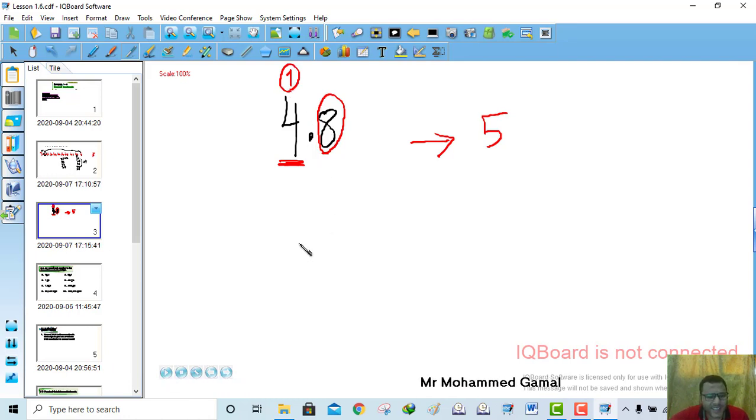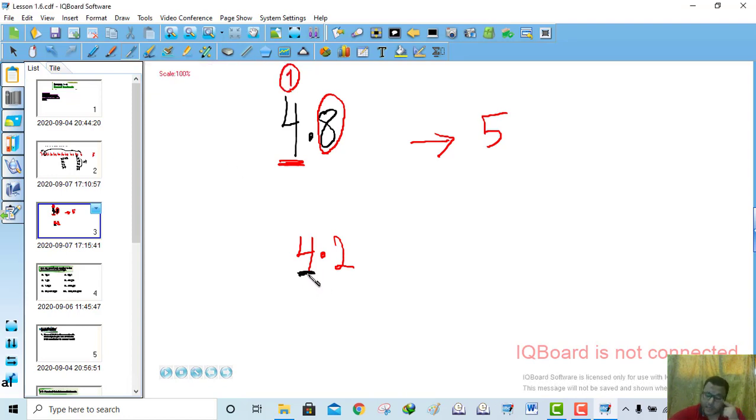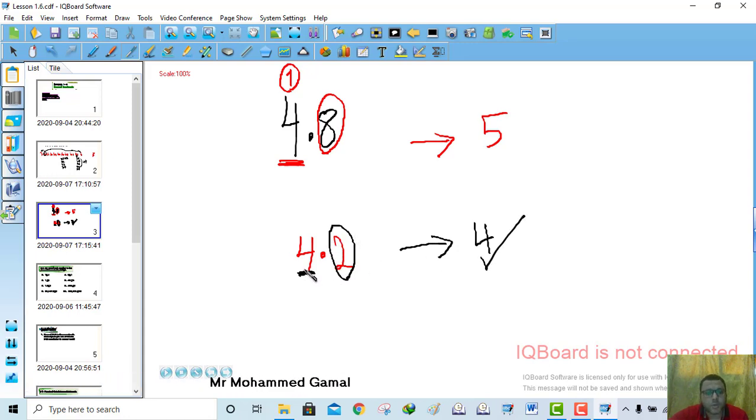But in case you have another example saying round to the nearest whole number, here is 4 decimal point 2, and he underlined for you the 4. In this case, will the 4 stay 4, or is it going to be 5? The answer is it will stay 4. Why? Because this 2 is a weak number, so the 4 will stay the same 4. This is to round to the nearest whole number.